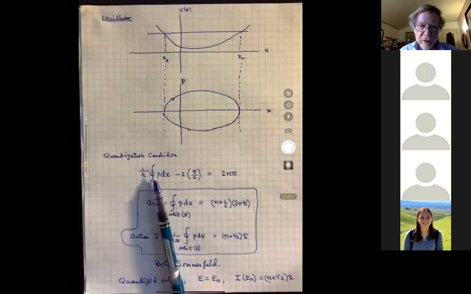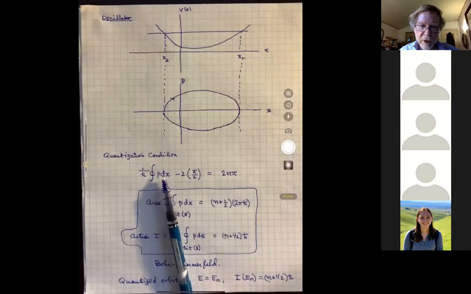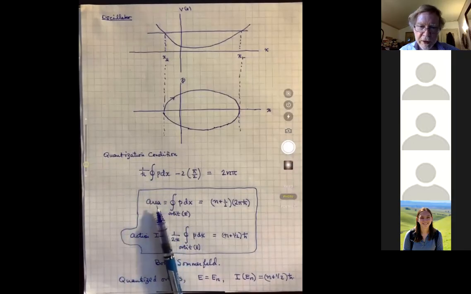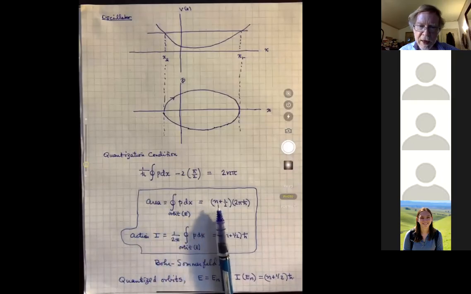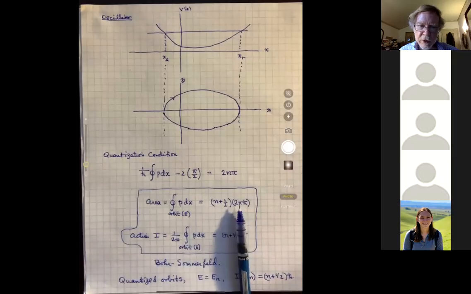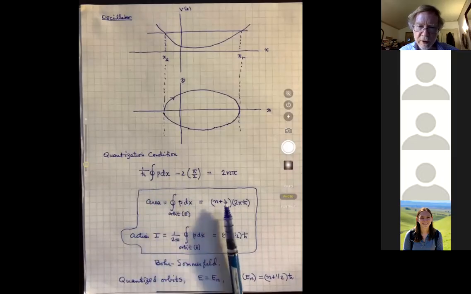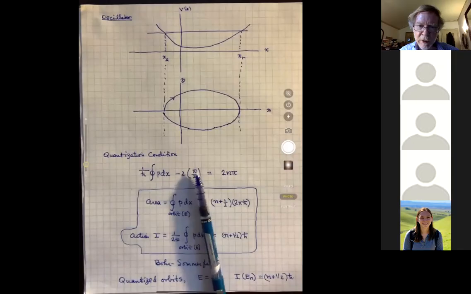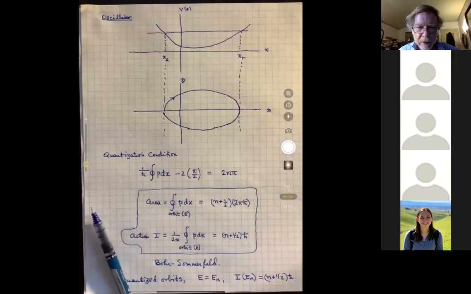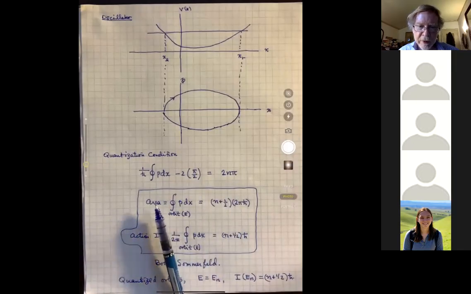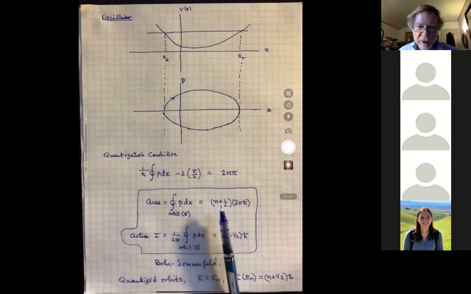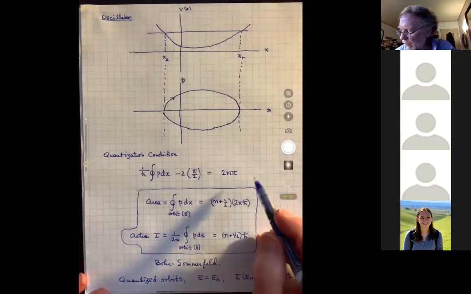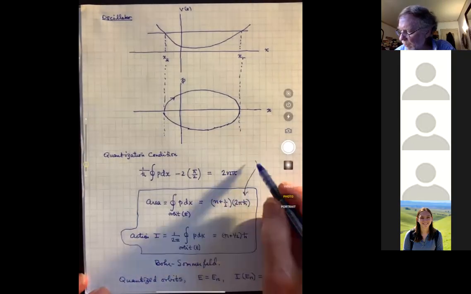Now, as I mentioned, this loop integral is the area. And so if I just solve for the area, I get this equation. The area is equal to the loop integral of p dx, which is equal to n plus a half times 2 pi h bar. That's just doing the algebra to solve this equation. The plus a half came from this minus sign here, which I brought over to the other side. So this is a way of saying that what we call the quantized orbits are orbits whose area is equal to n plus a half, multiplied times this unit of area here. This unit of area, by the way, is called a Planck cell.